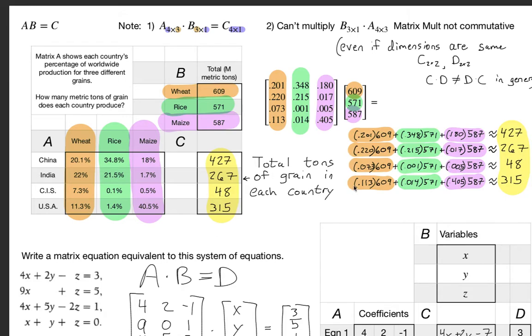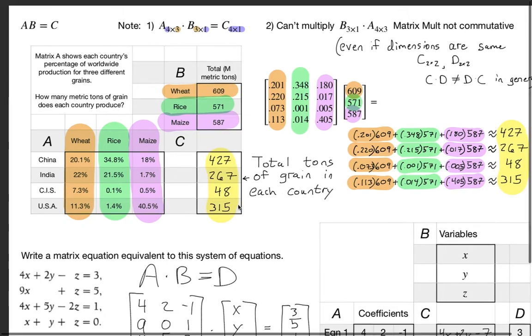You can see down here is the USA, 11.3% wheat times 609, and so forth, to get a total of 315 metric tons of grain. So when you multiply these two matrices together, you get the total tons of grain in each country.